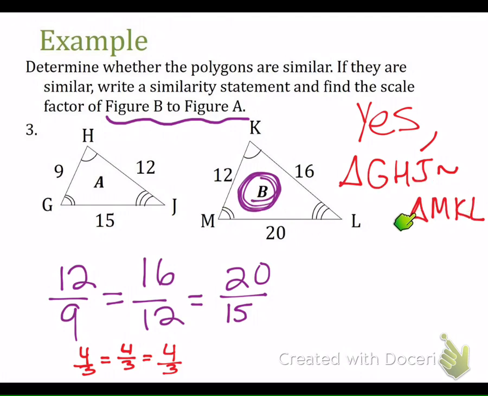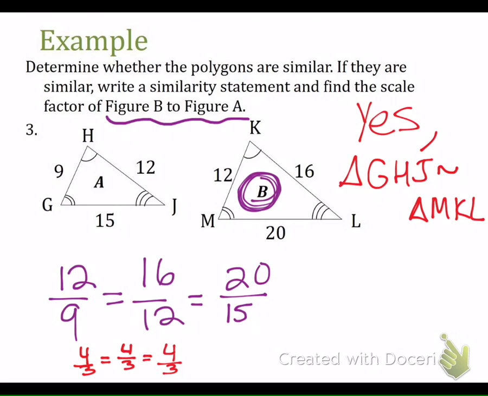Now, could you have written triangle MKL is similar to triangle GHJ? Yes. You don't have to, though. It's kind of like an equation where you could put like 3 equals x or x equals 3. For the similarity statement, it doesn't matter which one you put in the front. For the scale factor, it does.